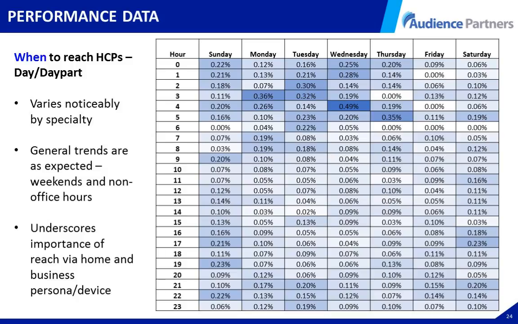So here you can see weekends, specifically Sunday. You can see late night hours that have higher engagement. And there are a few outliers here, but we certainly make sure that there's statistical relevance before we start to allocate across day parts. But again, this underscores the importance of reaching via a home and business persona or device. If you're only matching based on business address and you're only reaching business devices, you may not be able to reach the doctor at 3 in the morning, where in fact we do see fairly good response.